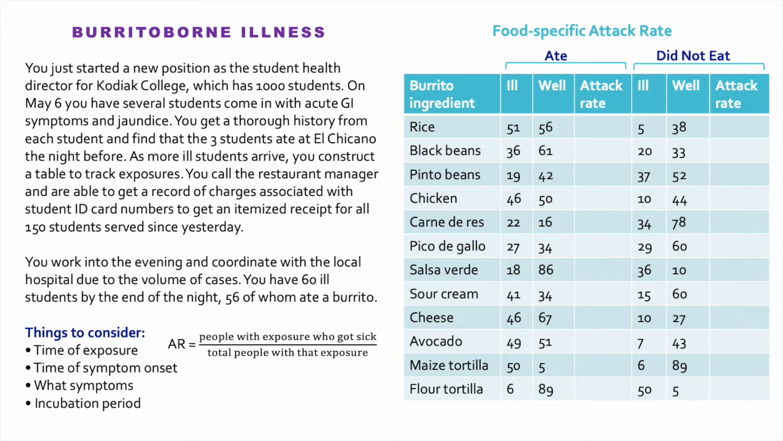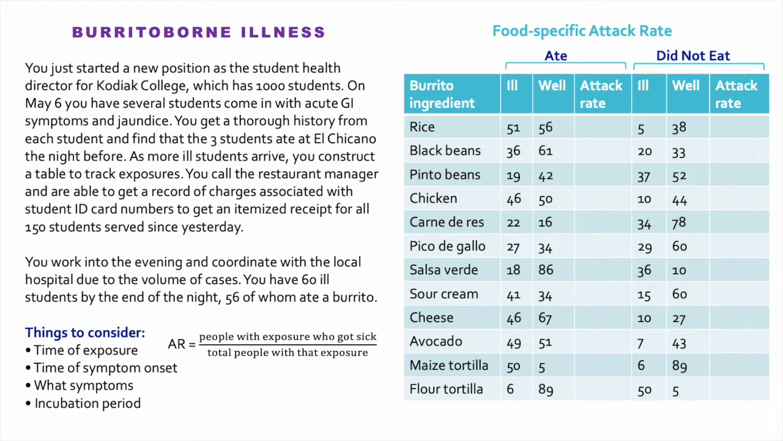You call the restaurant manager and are able to get a record of charges associated with student ID card numbers to get an itemized receipt for all 150 students served since yesterday. You work into the evening and coordinate with the local hospital due to the volume of cases. You have 60 ill students by the end of the night, 56 of whom ate a burrito.